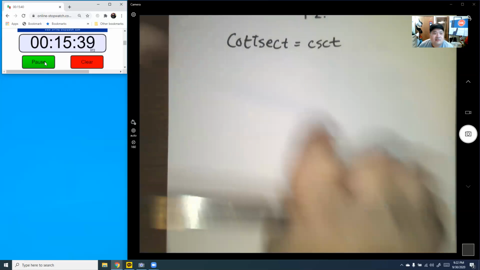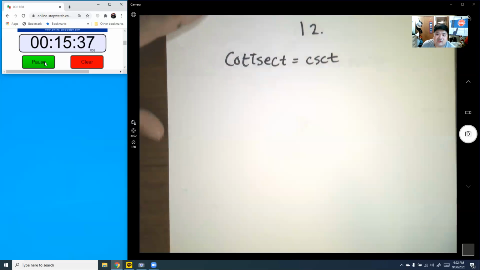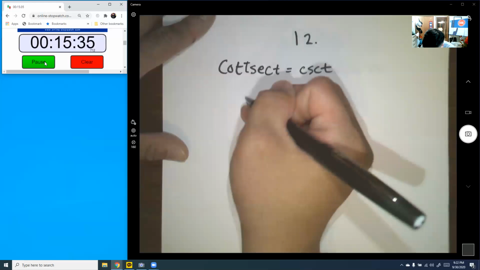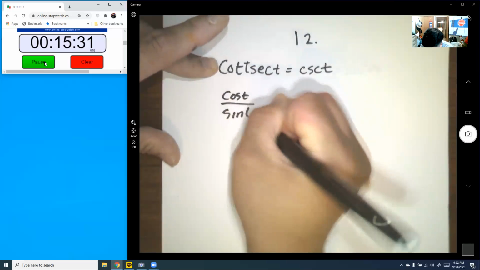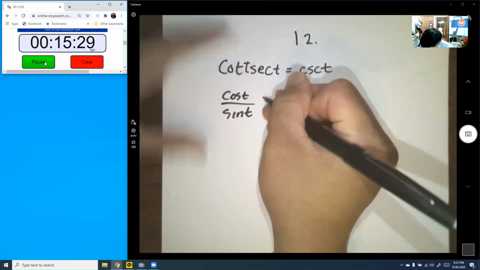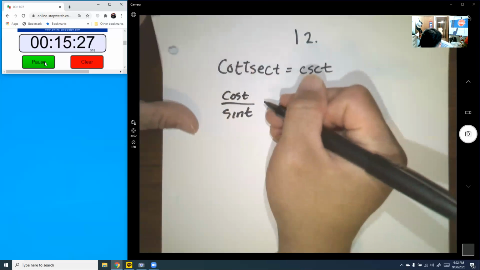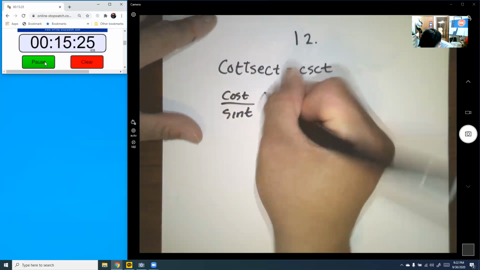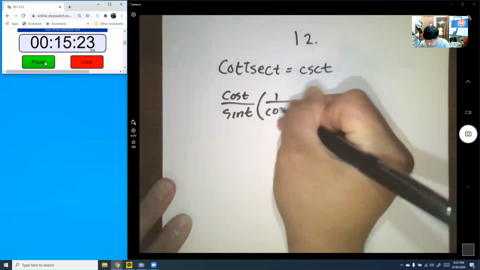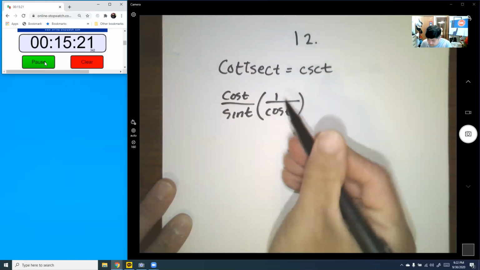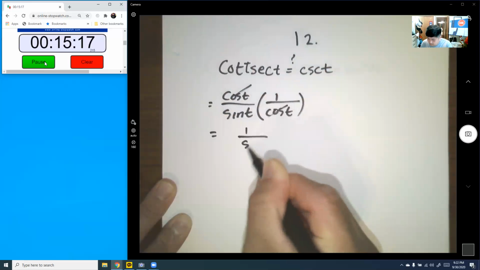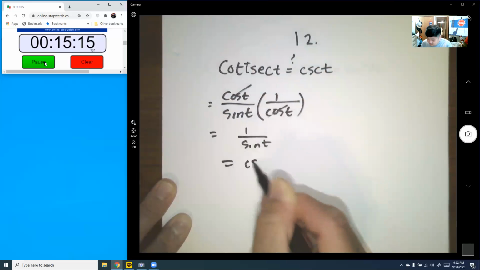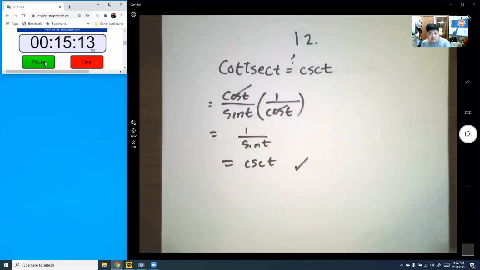Number 12, does cotangent t times secant t equal cosecant t? Well, cotangent t is cosine of t over sine of t, and secant of t is 1 over cosine of t. Now the cosine of t's divide out, so I'm left with 1 over sine of t, which is indeed cosecant of t. So that one is verified.